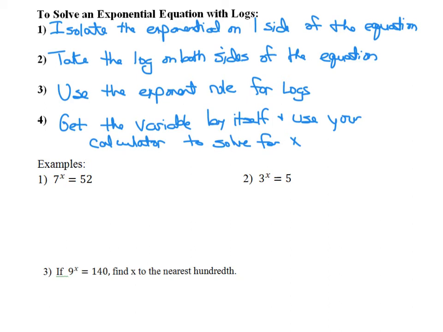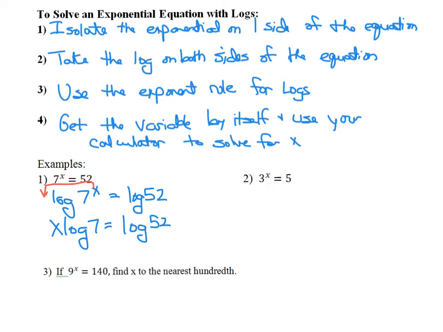Let's move on to some examples here. So I have the exponential equation 7 to the x is equal to 52. Now clearly 7 and 52 cannot be written with the same base. So I have no other way to solve this equation other than taking the log on both sides. So I'm going to rewrite this and say log of 7 to the x is equal to the log of 52. Now because I've got an exponential here, I'm going to move that exponent x as the coefficient. So x log of 7 equals log of 52.